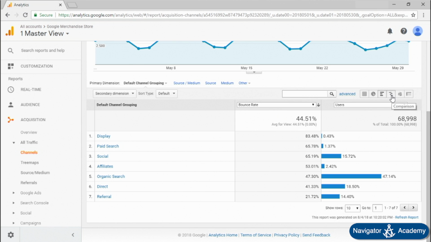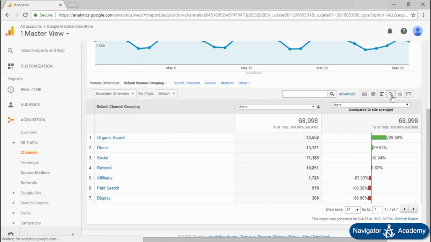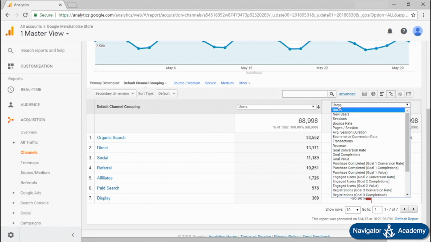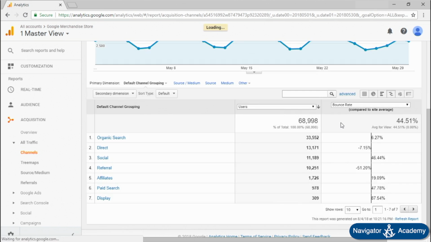One of the things we can do is switch to the next one, which is a comparison, and it's going to tell us how this compares to site average. So again, we want to switch this metric to something like bounce rate. And so here we'll see the number of users, and then we'll see the bounce rate for each of those. So what do we see right away is that there are only two of these that are in the green, the direct and the referral.